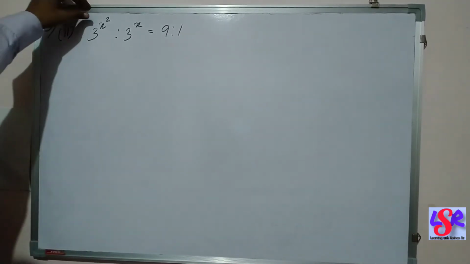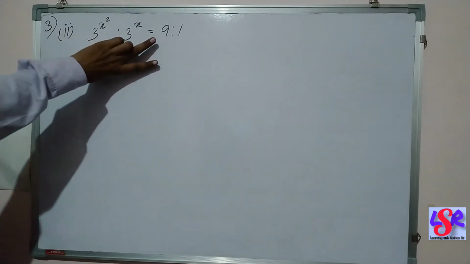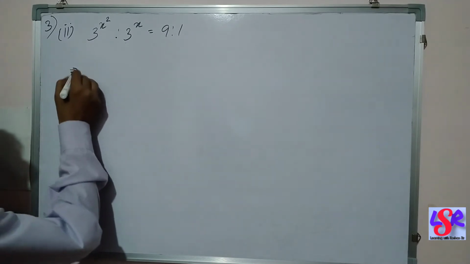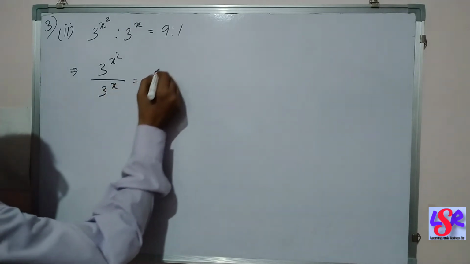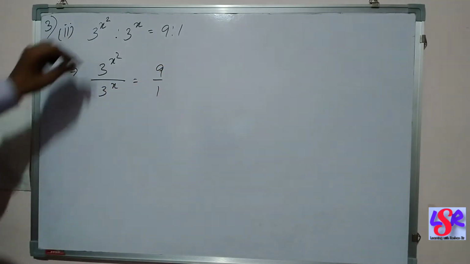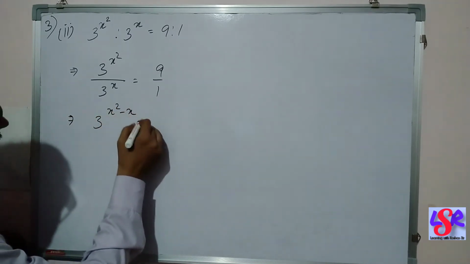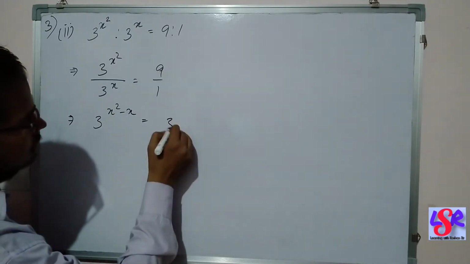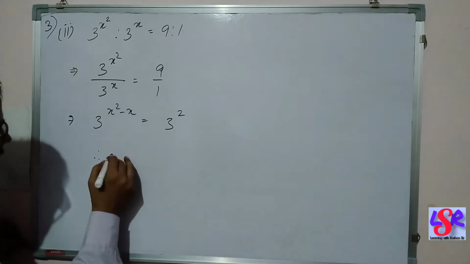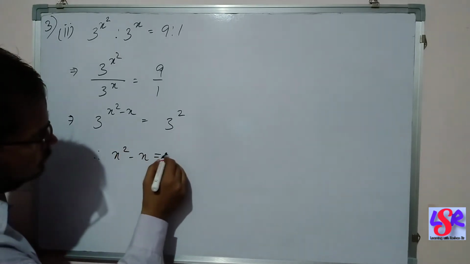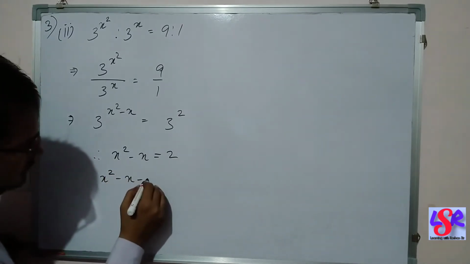Now we have the second part of this question number 3. It is 3 to the power x squared divided by 3 to the power x equals 9/1. So this can be written as 3 to the power x squared whole upon 3 to the power x equals 9. Now we can use the quotient rule to solve it, and this will be 3 to the power x squared minus x equals, here this can also be written as 3 to the power 2. Now we have the same base, so the powers can be equated, and this can be written as x squared minus x equals 2. Now we can send this to the same side, and it will be x squared minus x minus 2 equals 0.